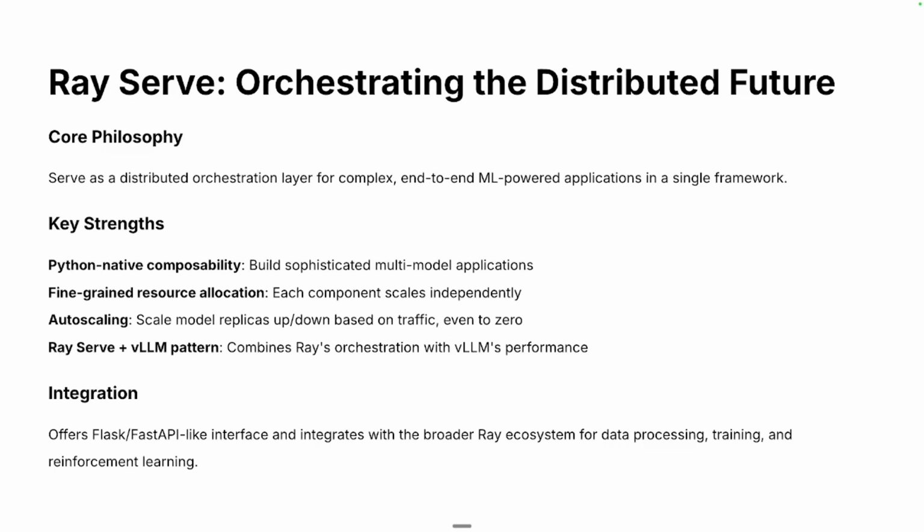Combining that with auto-scaling, RayServe can dynamically adjust the number of replicas based on traffic. A popular deployment pattern is combining RayServe with vLLM. This pairs Ray's orchestration and scalability with vLLM's high-performance inference engine, giving you the best of both worlds, fast generation and also robust distributed architecture. RayServe also integrates smoothly with FastAPI and Flask-style inference, and fits naturally into the broader Ray ecosystem.